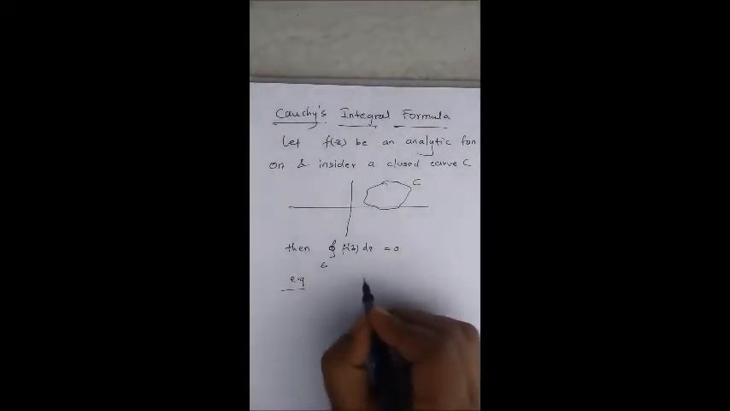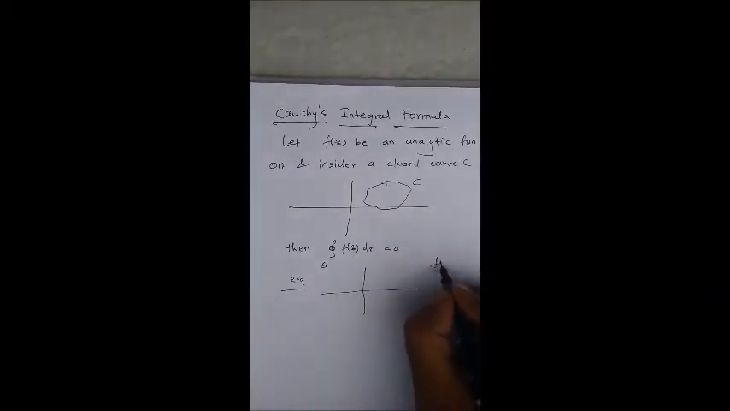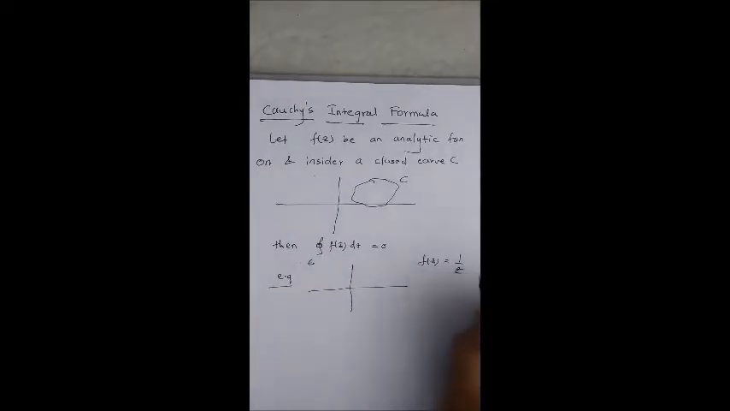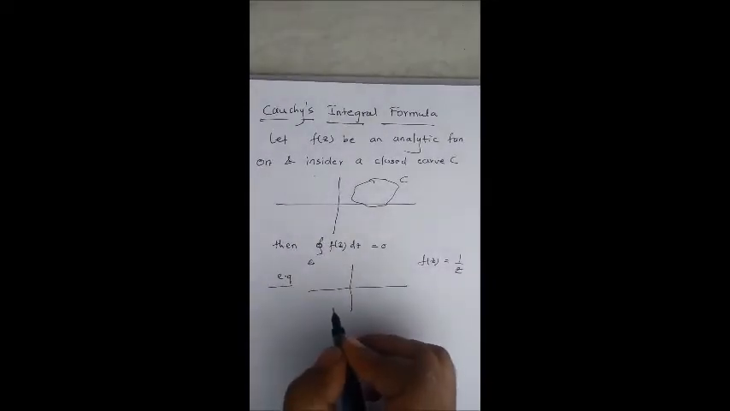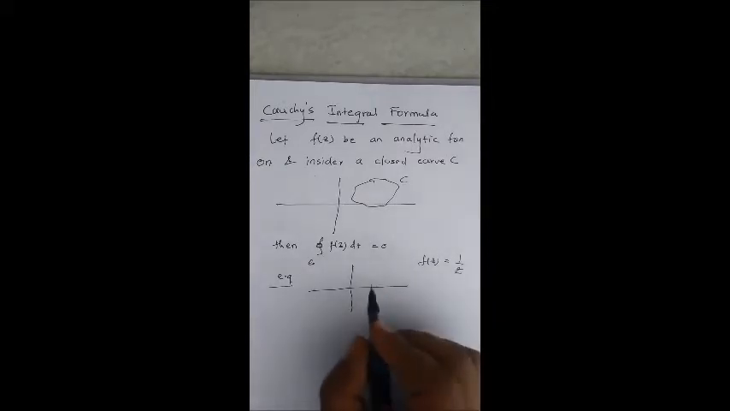So for example, let us consider the function f of z as 1 upon z. Now you know that this is an analytic function, right? It is not defined only at z equal to 0. Everywhere else it is defined and it is analytic.